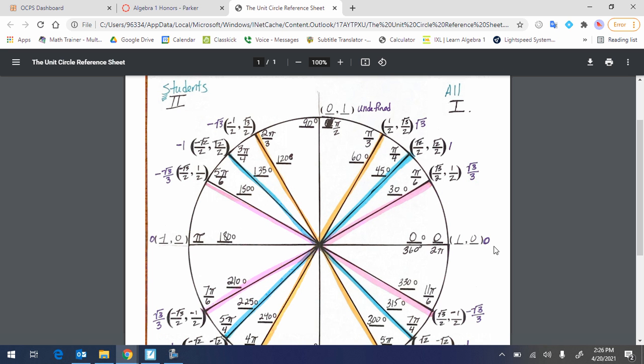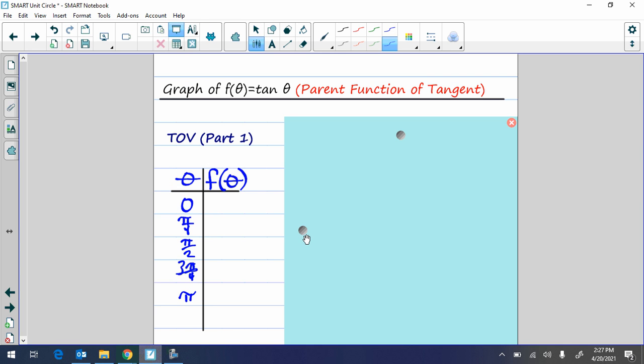Now, notice here, at 0, it's 0. At pi over 4, it's 1. And remember, at 90, at pi over 2, it's undefined, because that would be 1 over 0. 0 in the denominator is no, and so that one's going to be undefined. So let's write those in on our table of values.